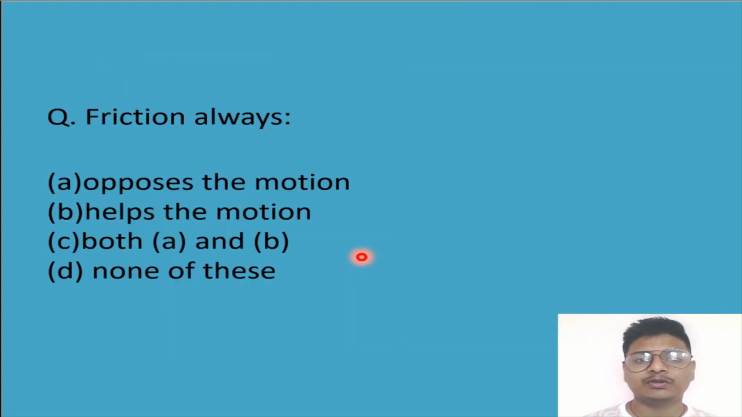Now there is a poll question. You have to answer in the comment box and tell the right answer. So friction always opposes the motion, helps the motion, both A and B, or none. So the answer will be which one? Opposes the motion. Okay students, it is the correct answer.